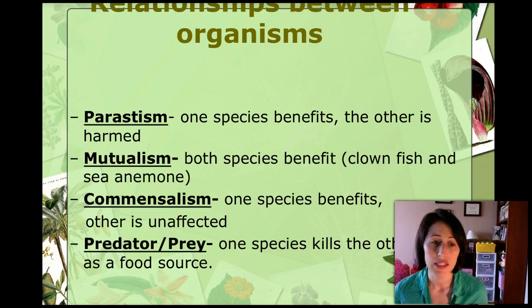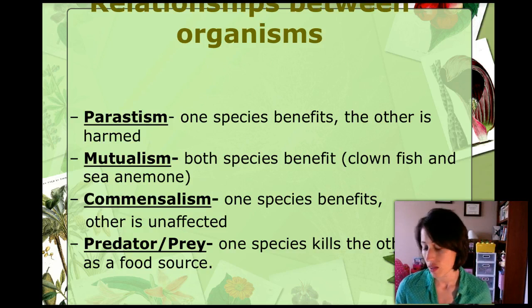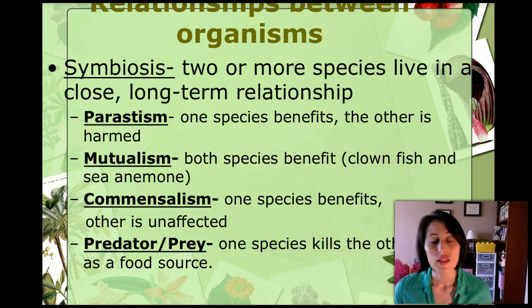Another example is commensalism, which I just mentioned, and that's where one species benefits from the relationship, but the other one is unaffected. And then the last one that I did mention before was the predator-prey relationship, where one species kills the other species and uses it as a food source or for their energy. These types of relationships are called symbiosis, okay, or symbiotic relationships, and that's where 2 or more species live in a close long-term relationship with one another.